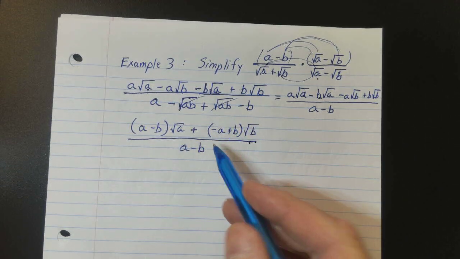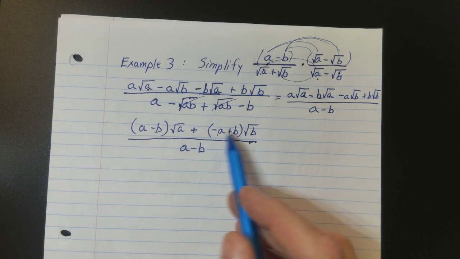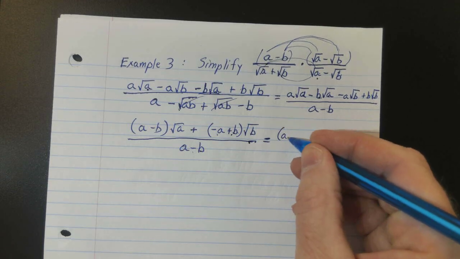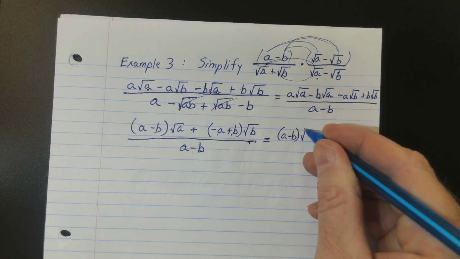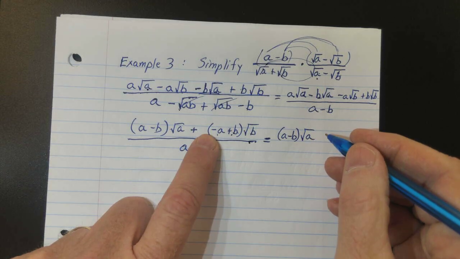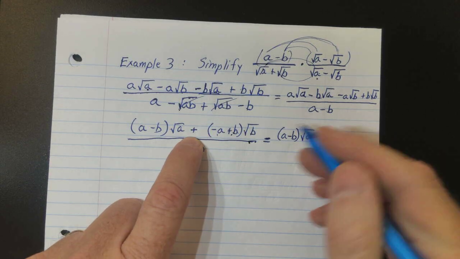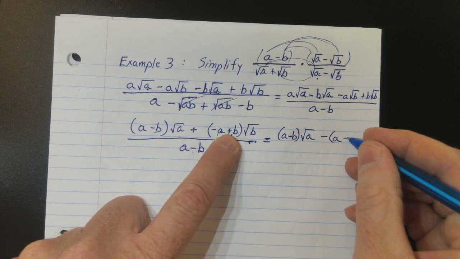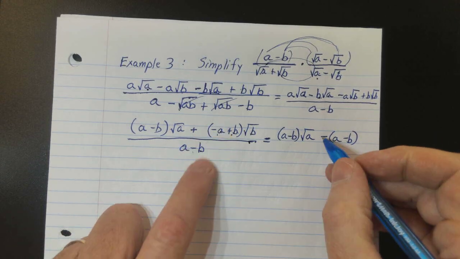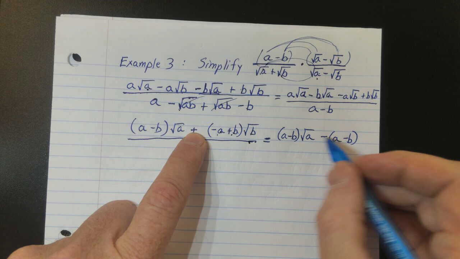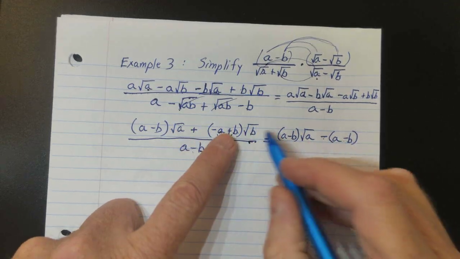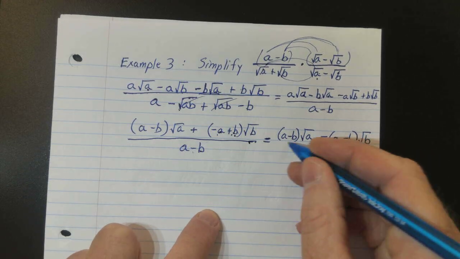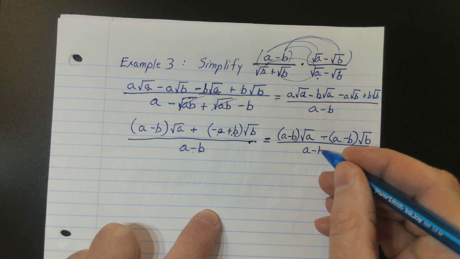Now this is almost perfect for canceling, except this is not the same, but it is the opposite. So I'm going to rewrite this. The first part I'm leaving is a minus b as a factor, radical a. Second part, I'm going to write minus where plus was. And if I change this sign, it will be a, and if I change this sign, it will be minus b. Do you see how minus a is negative a, and minus minus b is positive b? That lets me have that a minus b there, and I still have the radical b there, and that's over a minus b.